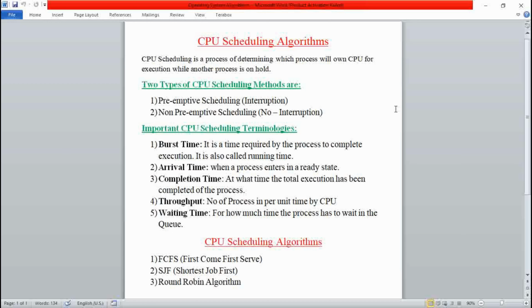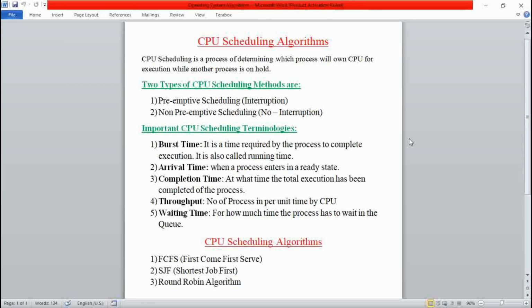Second is arrival time. When a process enters the ready state, it's called arrival time, which means when the process first came to the CPU. Third is completion time: at what time the total execution of the process has been completed. Fourth one is throughput: the number of processes which can be executed per unit time by the CPU is known as throughput.